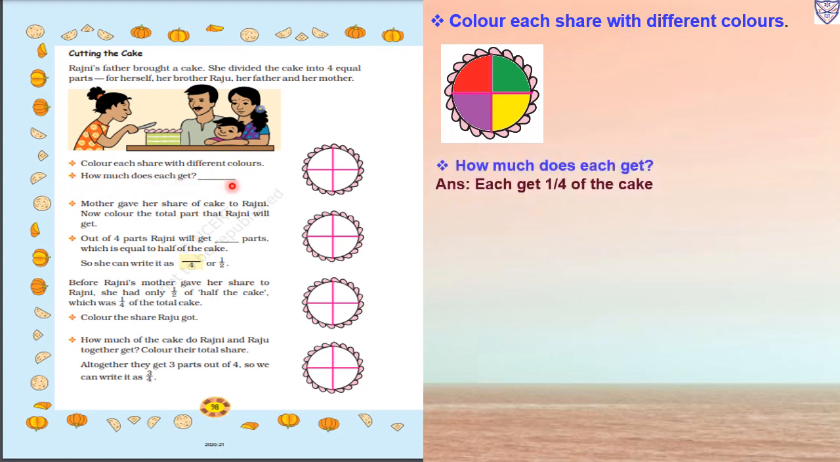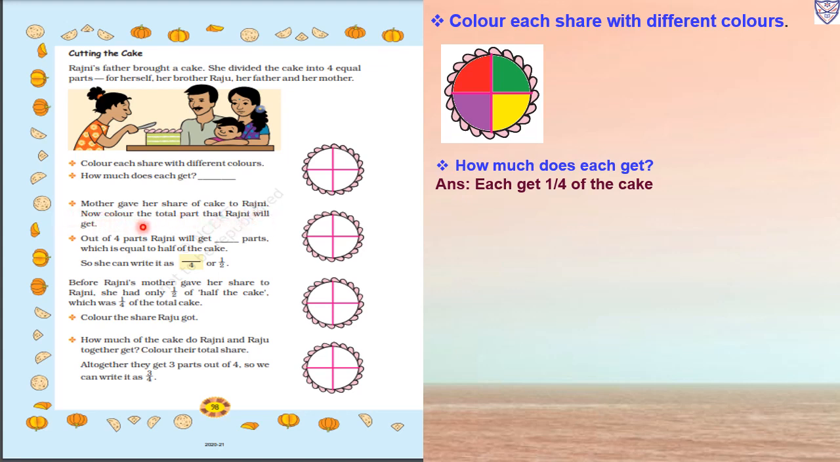Each will get 1 upon 4 of the cake, because the cake is divided into 4 equal parts. Each equal part means 1 upon 4, 1 upon 4, 1 upon 4, 1 upon 4. So each gets 1 upon 4 of the cake. Now the next question: mother gave her share of the cake to Rajni. Now color the total part that Rajni will get.